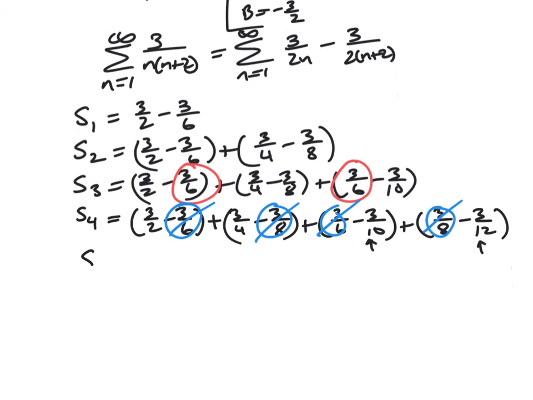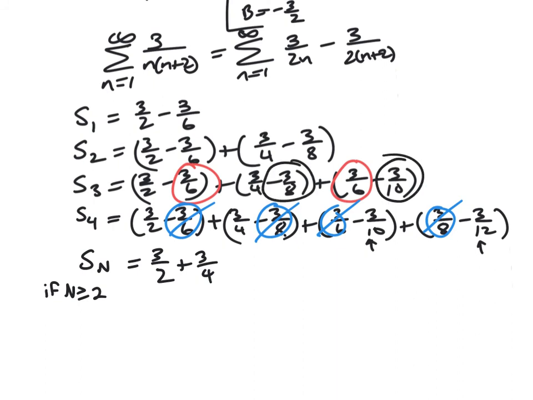And so what do we see happening in general? So for S_N, I always have my 3/2. And if N is greater than or equal to 2, which since we're taking it to infinity, we might as well consider those, we also will have the 3/4. And those two never get canceled, right? But everything else will eventually, right? The 3/6 does in S3, the 3/8 does in S4, 3/10 in S5, 3/12 in S6. And in general, we will cancel everything but the last two terms, right? So here it was 3/8 and 3/10 remained. Here it was 3/10 and 3/12 remained.